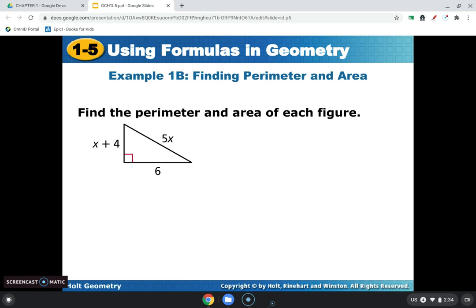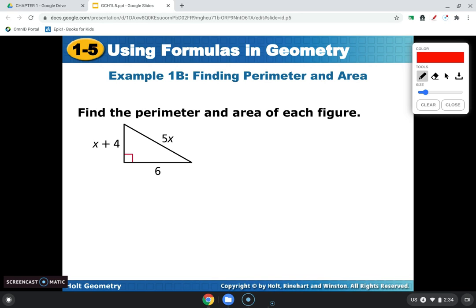Perimeter and area of each figure. This is a triangle. So the perimeter would be, we add up all the sides. Well, x plus 5x is 6x, and 4 plus 6 is 10. So our perimeter is 6x plus 10 units. Okay, we don't know what x is in this case, so we leave it in terms of x.